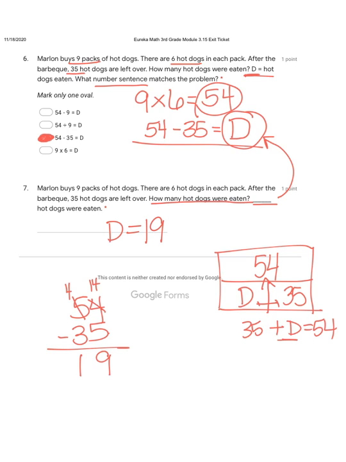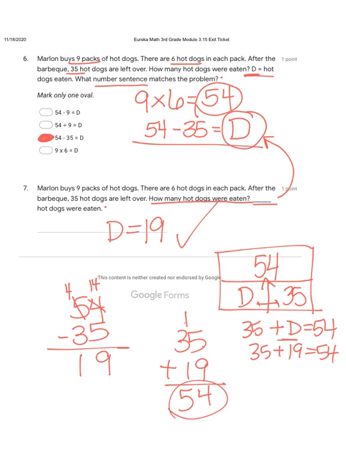Let's check it just to make sure. 35 plus 19 equals 54. Okay, let's line it up. 35 plus 19. 5 plus 9 is 14. 3 plus 1 is 5, 54. That is correct. How many hot dogs were eaten? 19 hot dogs were eaten.